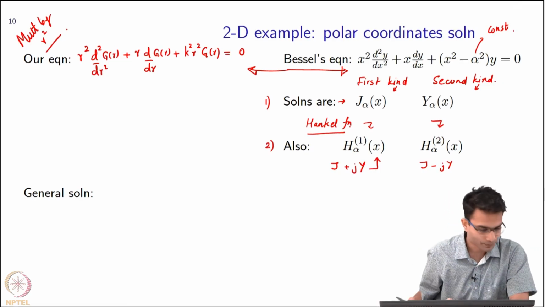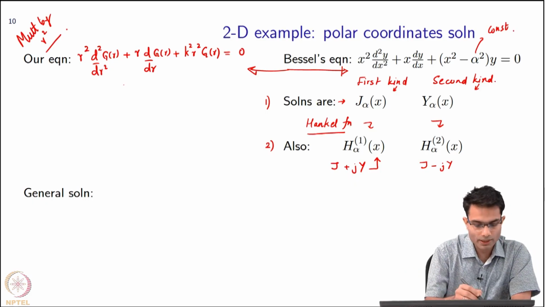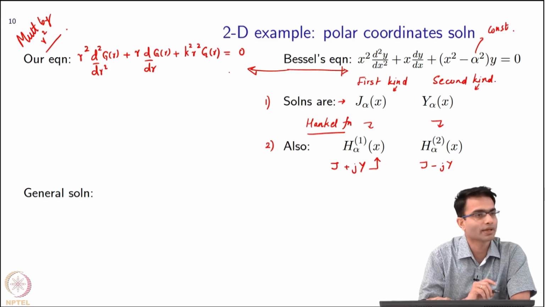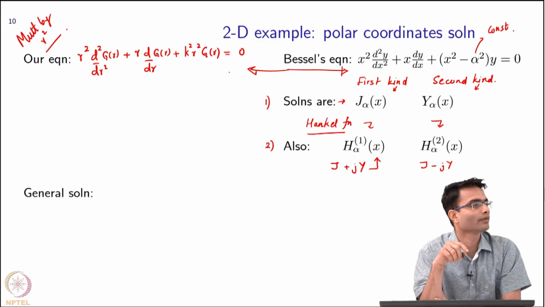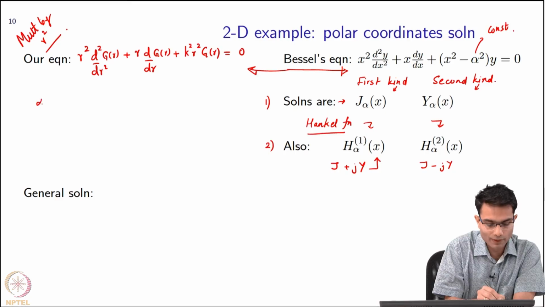Looking at our differential equation over here, this is not yet exactly in the form of Bessel's differential equation, because, as was pointed out, of the factor of k. So, first of all, in our problem, what is the value of alpha?